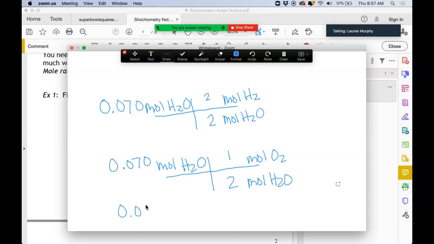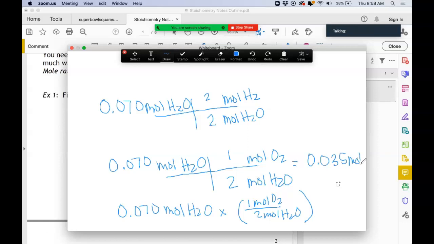Remember, I do the line method, but it's just like doing this. It's the same thing. So 0.070 divided by 2 is 0.035 moles of O2. In order to get full credit on these types of problems, you have to have that and you have to have this. You have to have the unit, and you have to have the substance, if there is a substance.